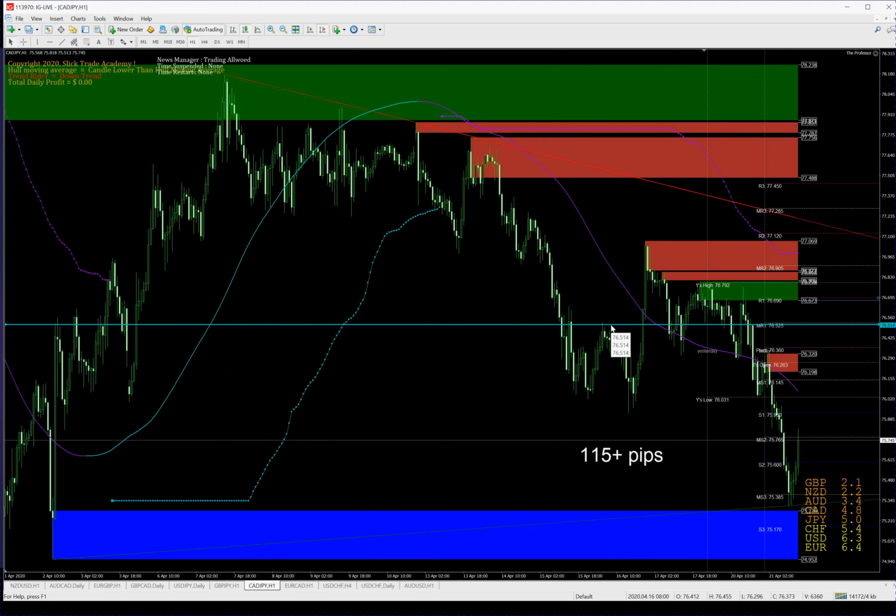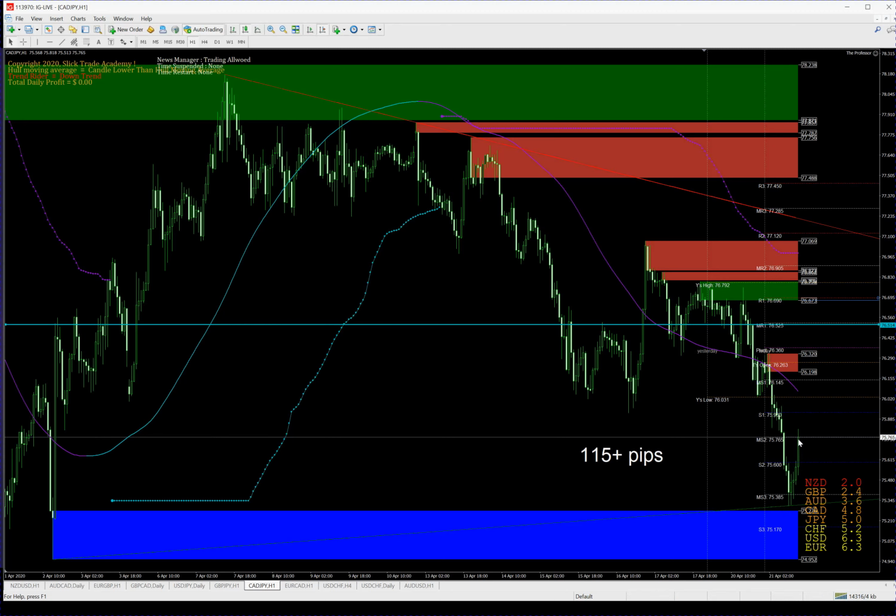So on the CAD yen, this is the hourly time frame, and we had our break to the downside, which was at the 76.514 level if you were using hourly chart entry, and we had a real nice move of 115 pips to the downside. Now we are currently in the New York session. We could see continuation down, but we did have a nice spike up here when the New York session opened.